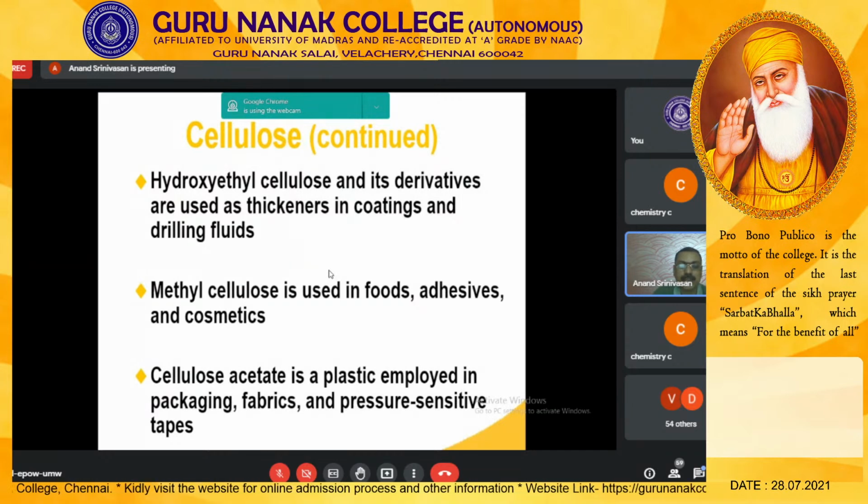A thickening agent is one which is used to increase the viscosity of any material. This is called a thixotropic agent, which is based on cellulose. Methyl cellulose is used in foods, adhesives, and cosmetics, and it is a plastic employed in packaging as well. And you can also use it in pressure-sensitive tapes.